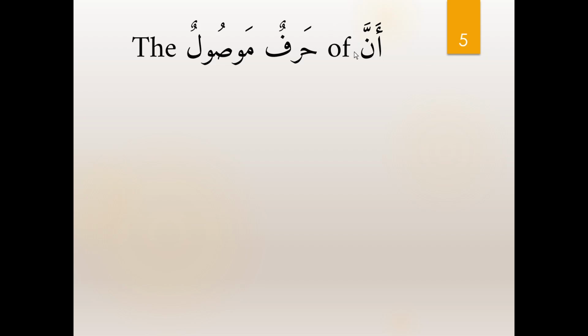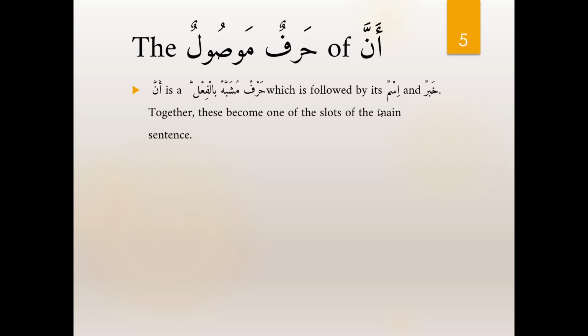So this is unrestricted, anna. What's anna? Anna is a harfun mushabbahun bil fi'il. This is a harf that resembles a fi'il. Why do we say this? Because it's anna, and what follows it becomes nasb, it doesn't become jar. Fi'ils do not become jar or majrur, and this is why we say it is similar to that of a fi'il.